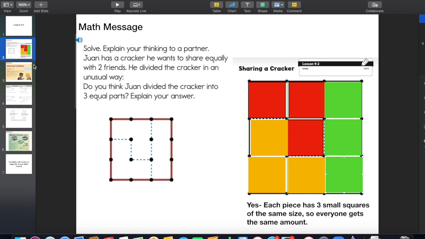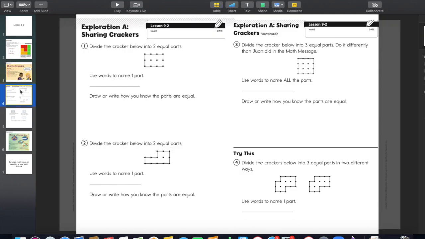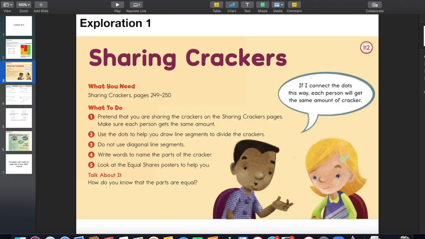So today, one of your explorations is going to be similar to this. These directions were in today's attachments if you need them again. But what you need is Sharing Crackers, pages 249 and 250, which look like this, and you could have printed it from today's email. And then what you're going to do, you're going to pretend that you're sharing crackers on the Sharing Crackers pages. You want to make sure each person gets the same amount.